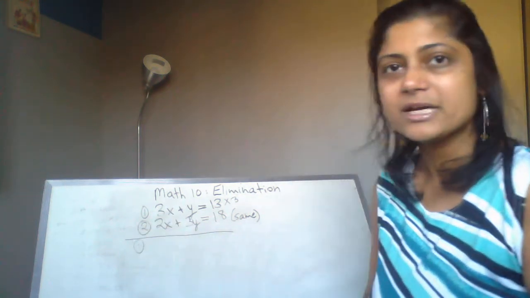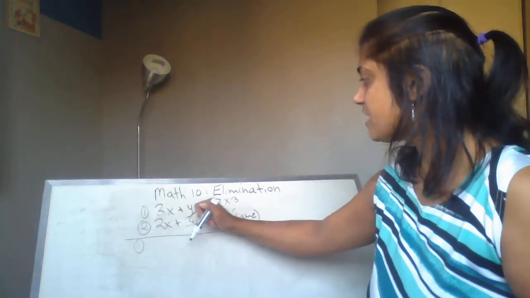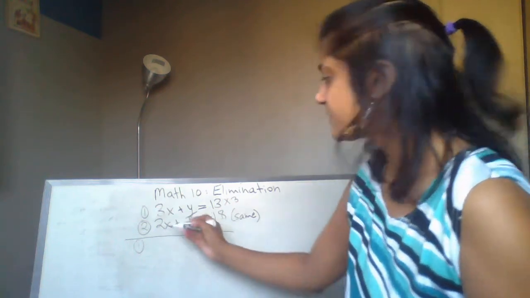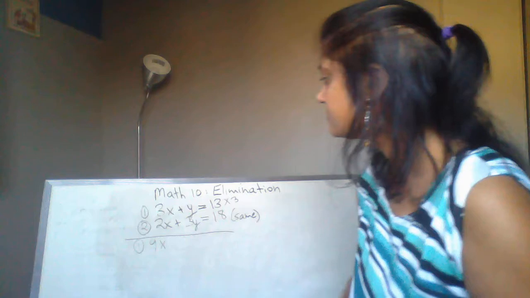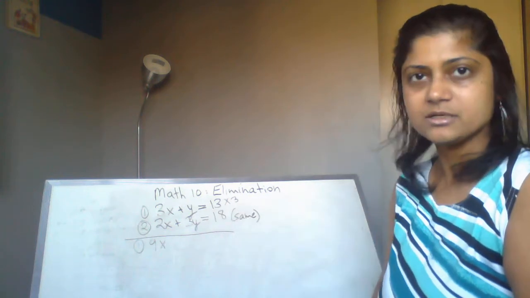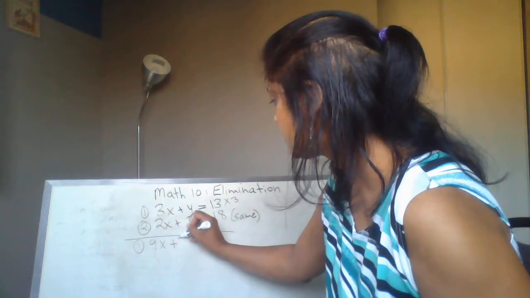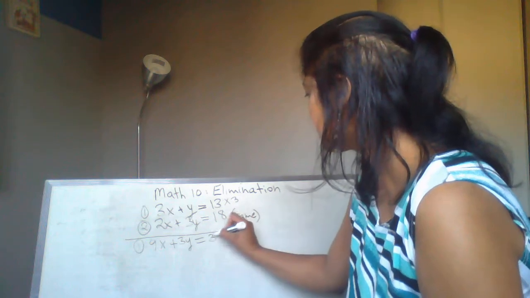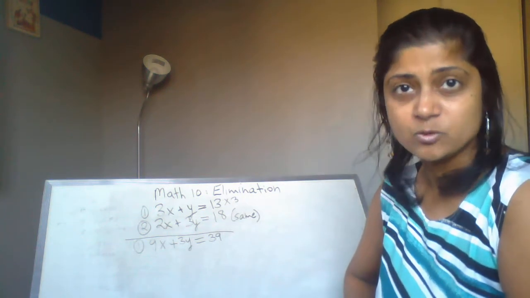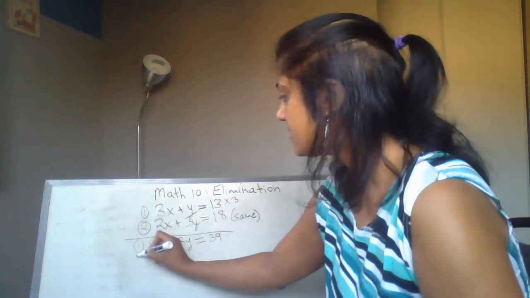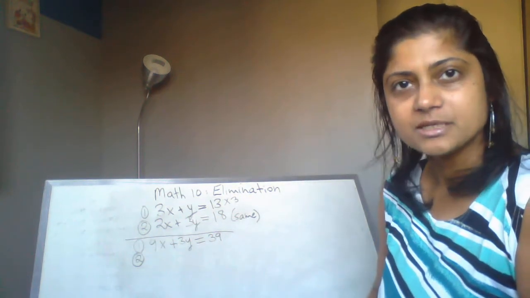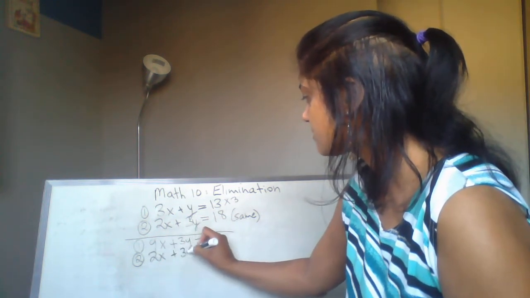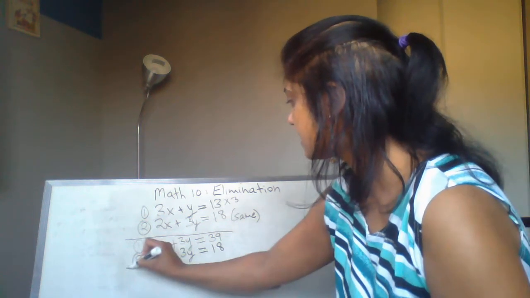On the bottom, we're going to rewrite the first equation. I have to multiply everything by 3. So 3x times 3 becomes 9x. I'm doing y times 3, so plus 3y equals 13 times 3, which is equal to 39. So this is my new equation for the first one, and for the second equation, we are just going to keep it the same. I'm just going to copy down this equation here: 2x plus 3y equals 18.